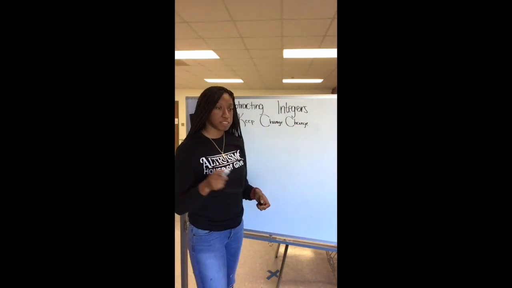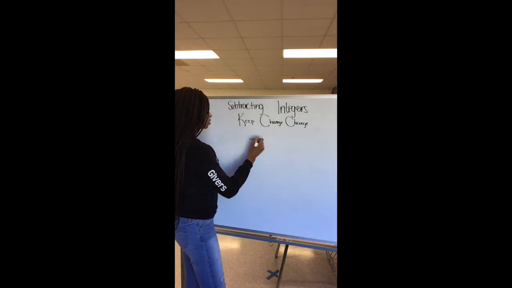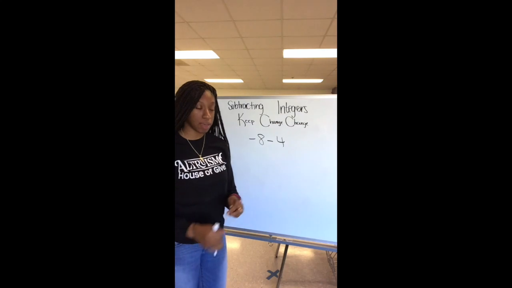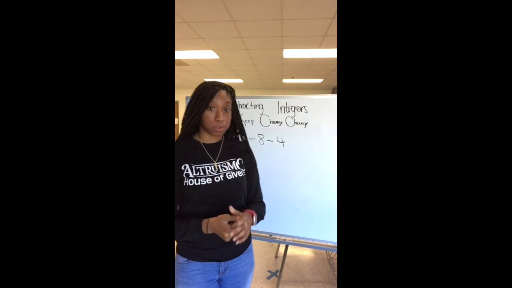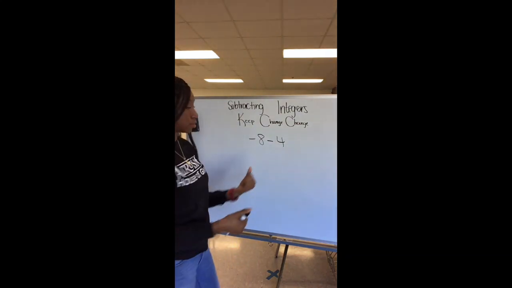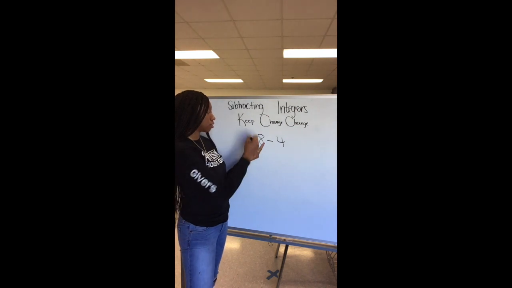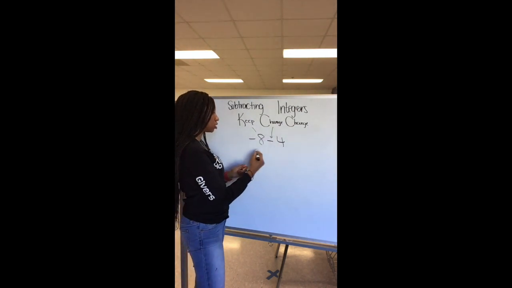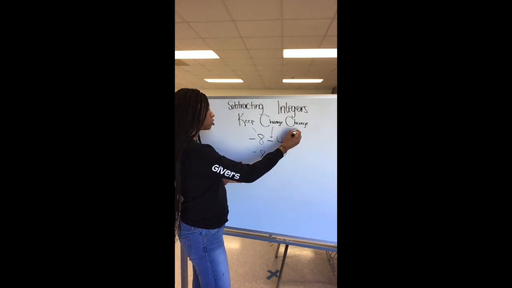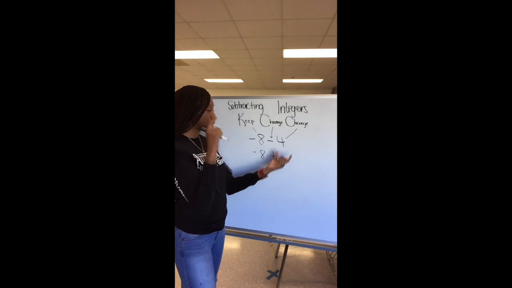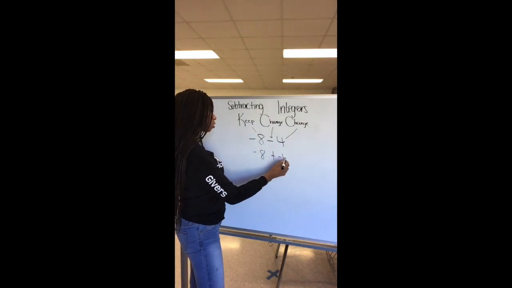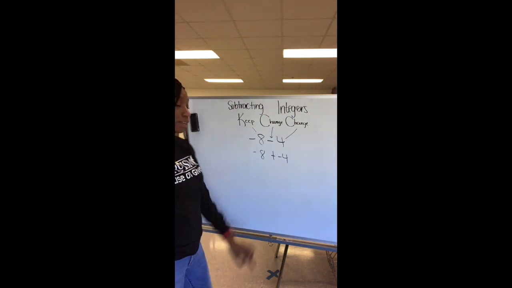All right, my first example that I'm going to give you is -8 minus 4. So -8 minus 4, we are not subtracting. We're going to change this problem so we can add it. So you keep the -8, keep, change subtraction, change it, so the subtraction sign becomes an addition sign, and you change 4. So what's the opposite of 4? Negative 4.